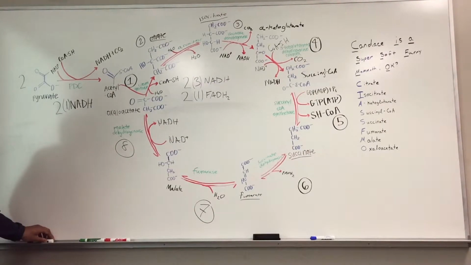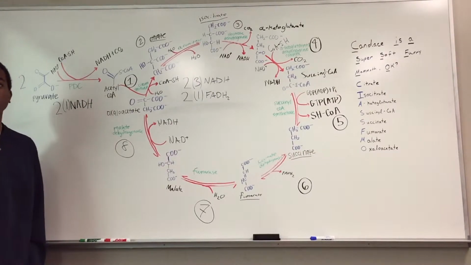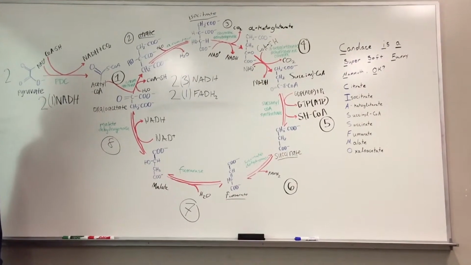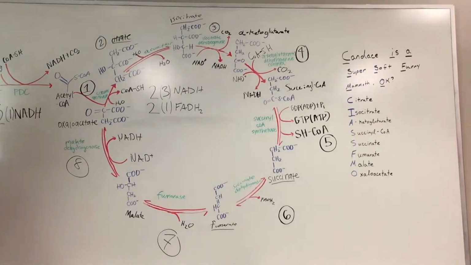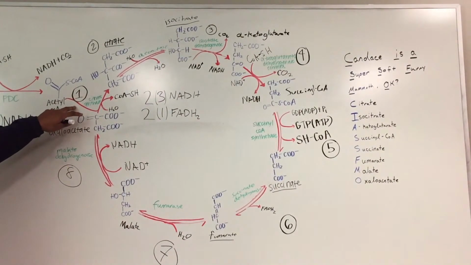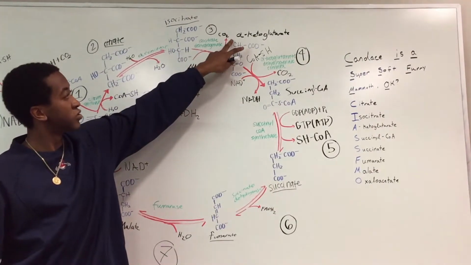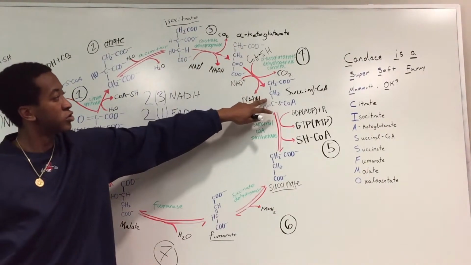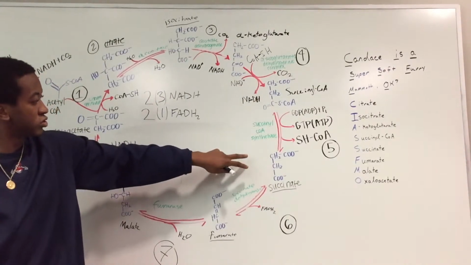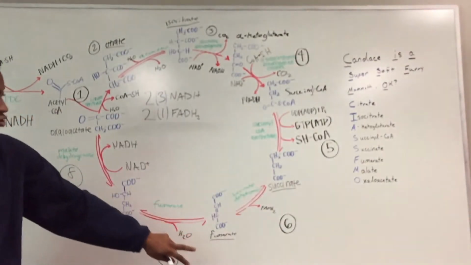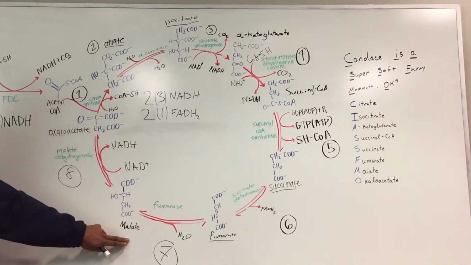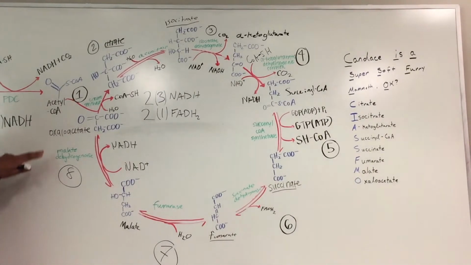And then to reiterate our acronym, it's Candace is a super soft furry mammoth, okay? So C is for citrate, I is for isocitrate, A is for alpha-ketoglutarate, S is for succinyl-CoA, the other S is for succinate, F is for fumarate, M is for malate, and O is oxaloacetate.